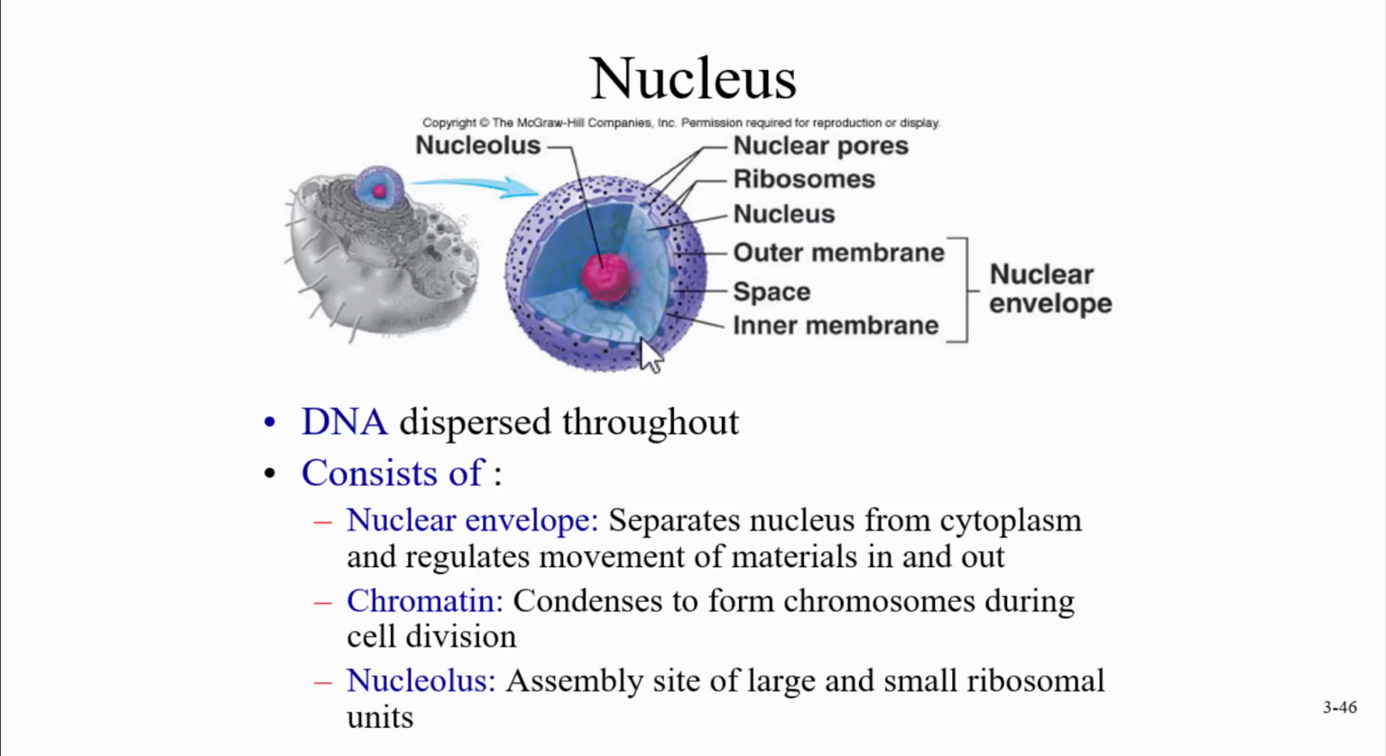Okay. And this is where RNA, which we'll discuss later, can enter and leave the nucleus. And so again, the nuclear envelope separates the nucleus from the cytoplasm and regulates movement of materials in and out of the nucleus. And then we have these little squiggles here. This is chromatin. It condenses to form chromosomes during cell division. So this is actually DNA.